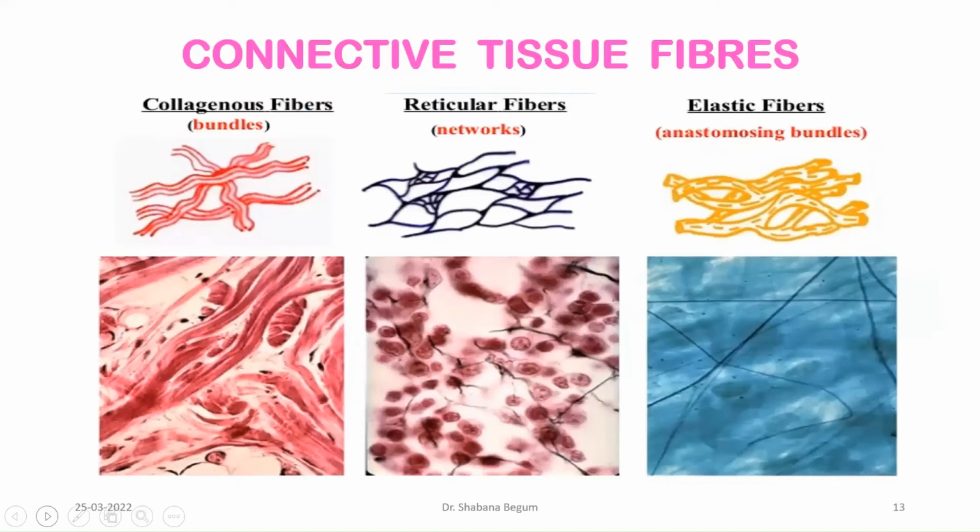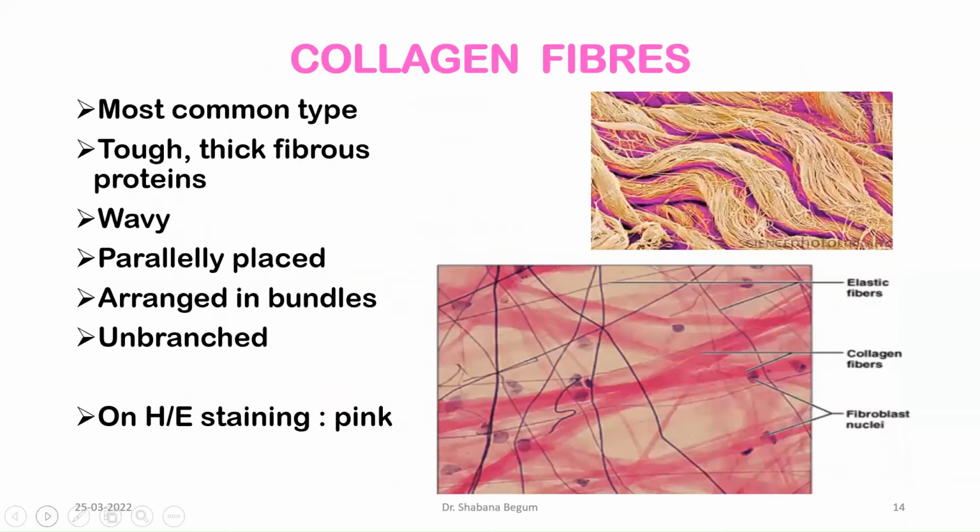Now, come to the different fibers. The different fibers which are present in the connective tissue are the collagen fiber, the reticular fiber, and the elastic fiber. First, we're going to learn about the collagen fiber. Now, the collagen fiber is the most common type.